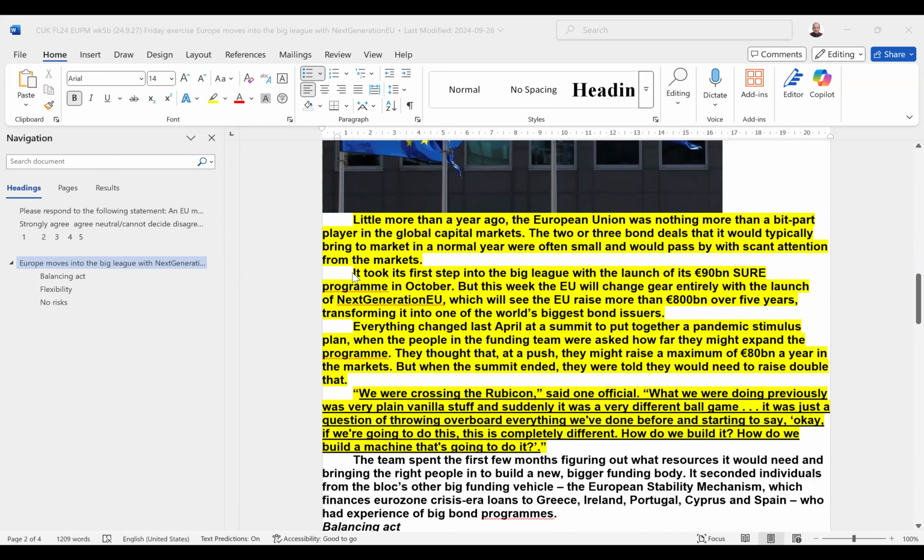This is October 2020. But this week, the EU changed gear entirely with the launch of Next Generation European Union, which will see the European Union raise more than 800 billion euros over 5 years, transforming it into one of the world's biggest bond issuers.